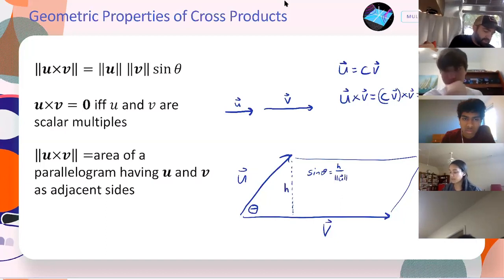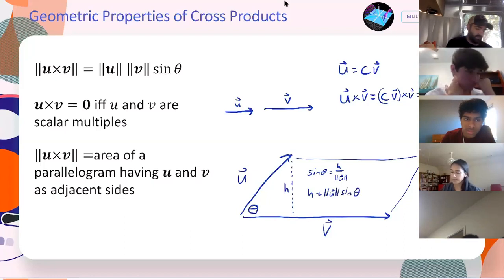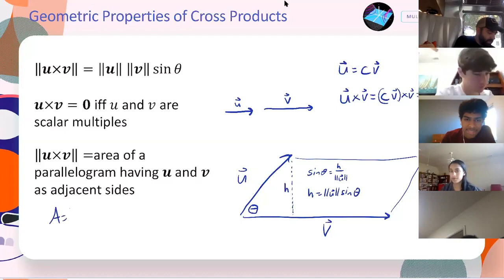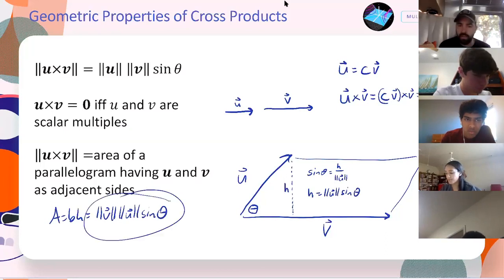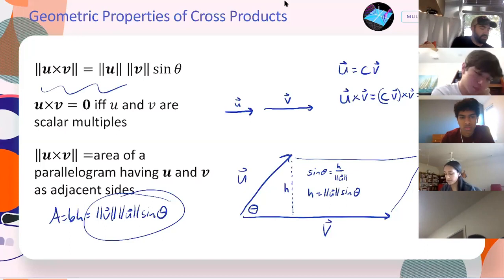which means h will be the magnitude of u times the sine of theta. And so if I just did area equals base times height, the base is the magnitude of v, and the height is the magnitude of u sine theta. So we can find the area of a parallelogram by just taking the cross product of u and v and not having to find the height at all. It's also showing this relationship up here.